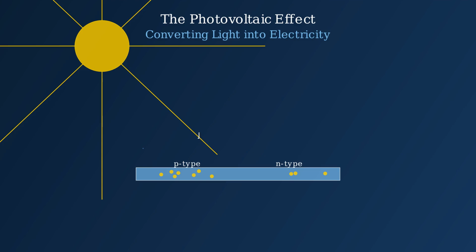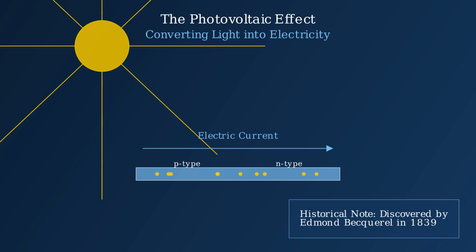The electric field at the p-n junction forces these free electrons to flow in a specific direction, creating an electric current. This phenomenon, discovered by Edmund Becquerel in 1839, is the fundamental principle behind solar electricity generation.